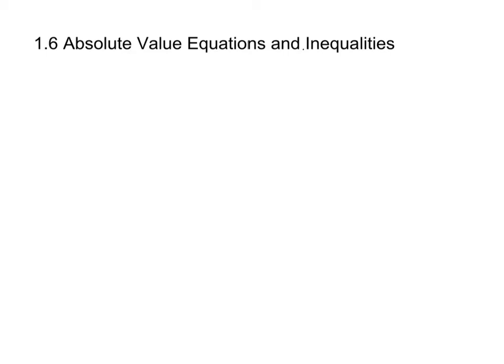Absolute value is how far a number is from 0. So if you see something like the absolute value of x equals 5, well, if you think about where 5 or 0 is on the number line, and you have 5 and negative 5, you will notice that they both are the same distance from 0, which means that x could be 5 or negative 5.